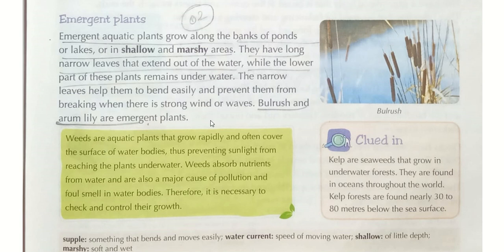I will end this class here. In the next class we will learn about aquatic animals and adaptation in aquatic animals, as well as stagnant water and many other diseases which form because of the pollution of the water. So I want you children to go through the lesson properly.